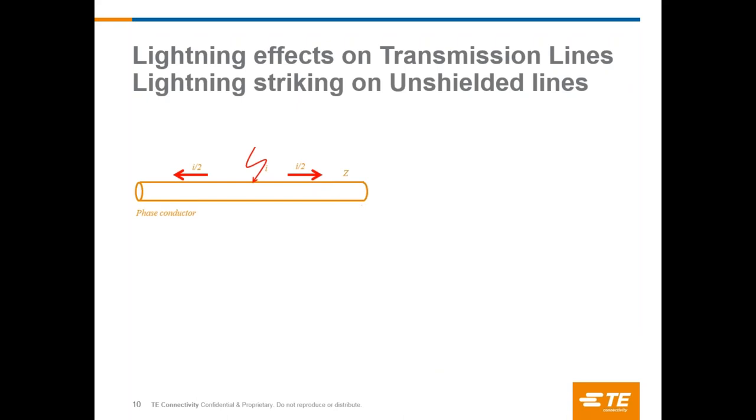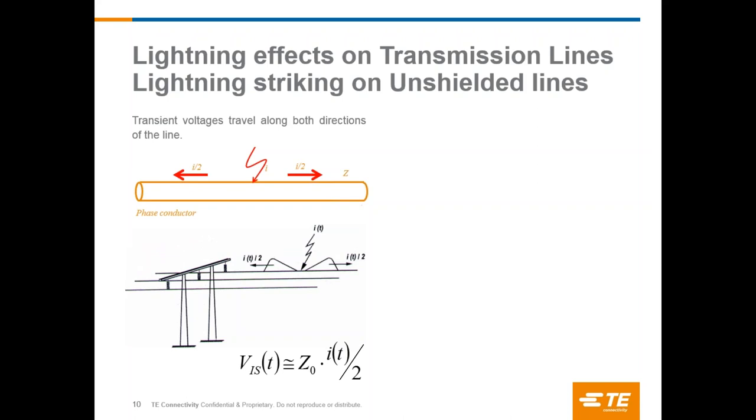If you consider the impedance of the discharge channel as being infinite, in a simplified way, when lightning strikes the phase conductors of an unshielded line, the discharge current is divided into the directions of the line, generating transient voltages that travel along both directions of the line.